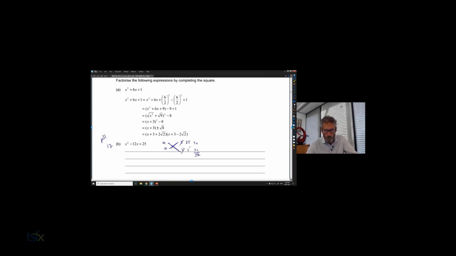I could try 25 and 1. 25 and 1, that gives me 25x and 1x. That's not going to give me 12 either. So I've run out of ideas. So there's no obvious factors of 25 that sum to negative 12. That's the problem. In the previous example, the factors of 4 that add up to 5 are 4 and 1. That's obvious. In this case here, it's not obvious. So I need to complete the square.